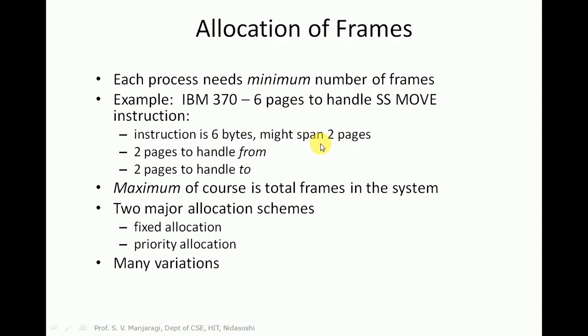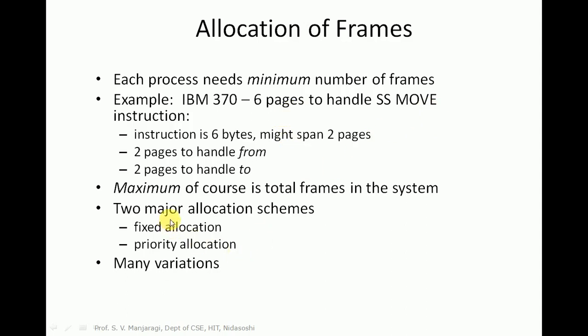If 6 pages are not available, then execution of this instruction must be suspended until we get the 6 pages. Once we get 6 free frames available in the memory, then we can go for execution of this particular instruction.